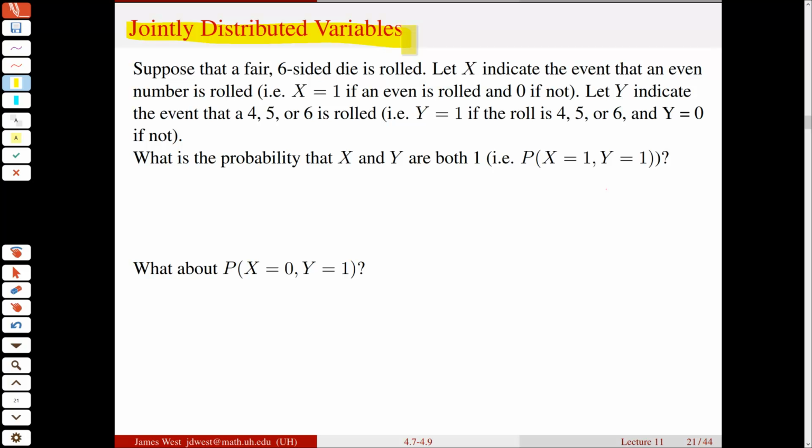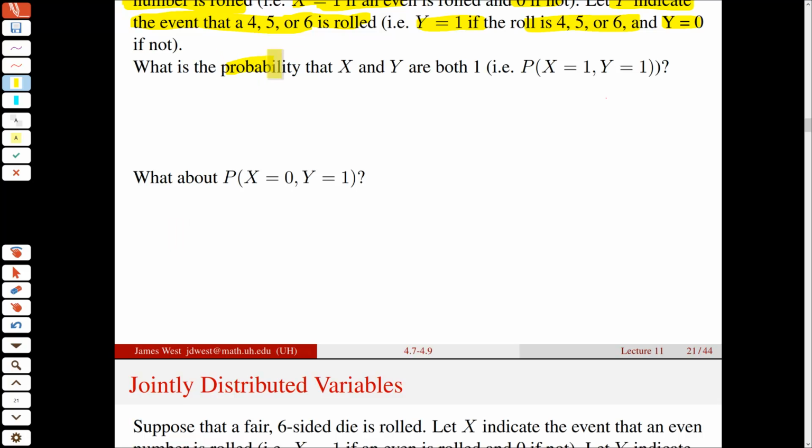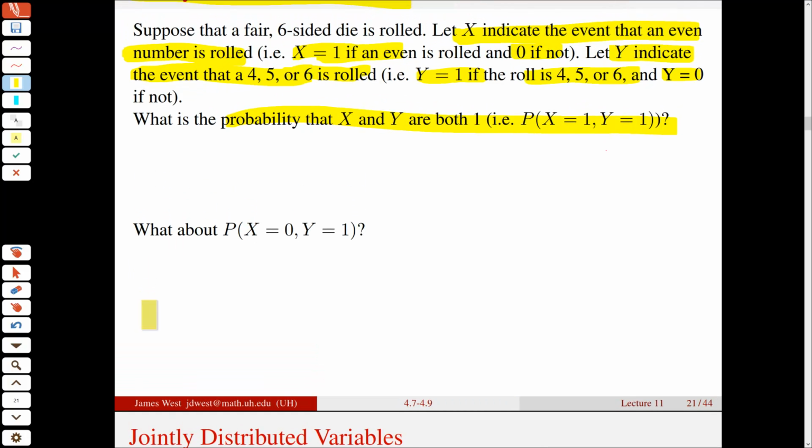Suppose a fair six-sided die is rolled. Let X indicate the event that an even number is rolled. So 1 if it's even, 0 if it's not. Let Y indicate that a 4, 5, or 6 is rolled. So Y is 1 if the roll is 4, 5, or 6, 0 if it's not. What is the probability X and Y are both 1?